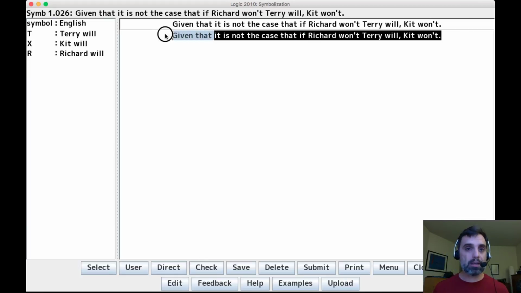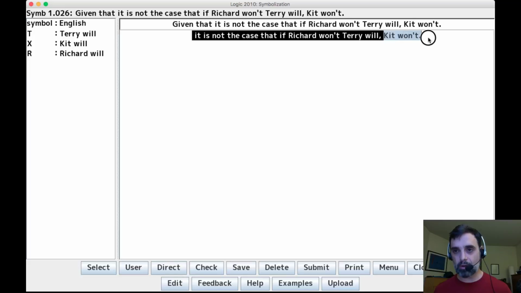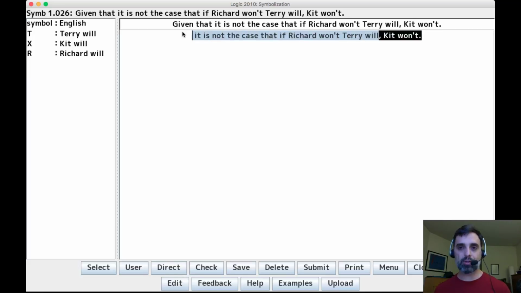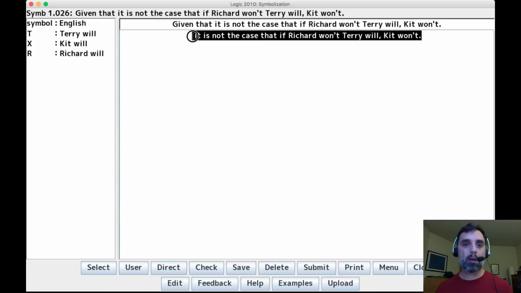Still, if given that is the main connective, it should pass the removal test, and so let's see if it does. If we remove this, then we have, well, if the sentence breaks there, we would have Kit won't, and then we would have this. It is not the case that if Richard won't, Terry will. Is that a sentence? It's going to turn out that it is. It might not be obvious, but note that given that is still the best candidate.